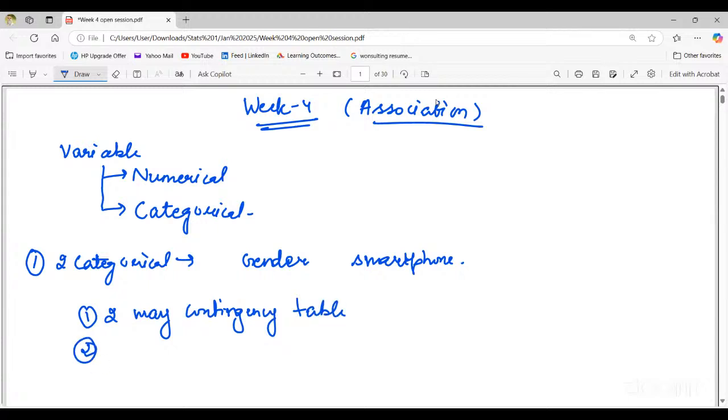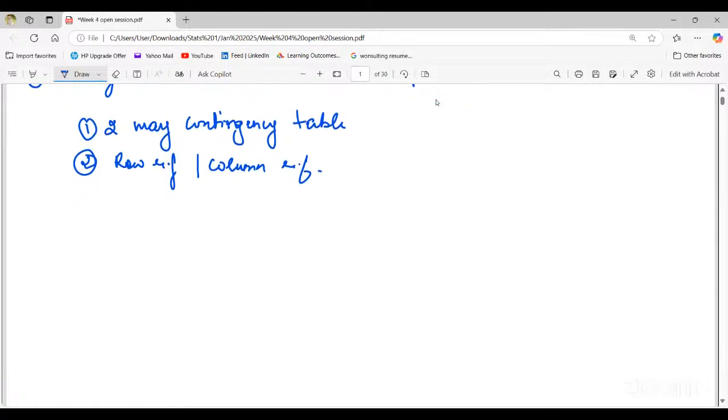The second step is that we calculate the relative frequencies. We have two types of relative frequencies: the row relative frequency and the column relative frequency. First of all, let's make a two-way contingency table. Is everyone able to understand? Yes, ma'am. Okay.